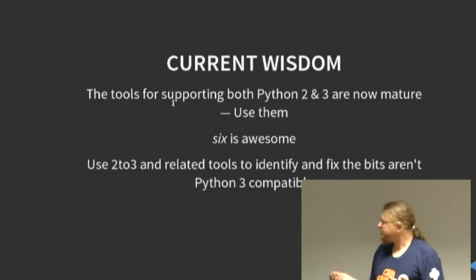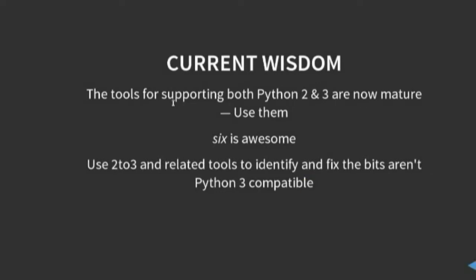2to3 and related tools are great for identifying problems and bits that you will need to fix, but don't use those to fix the code. Better tools are tools like Modernize or Futurize, which both try and convert your code to something that's compatible with 2 and 3. Which you use depends on quite what you're doing and your taste and, well, personal opinion.